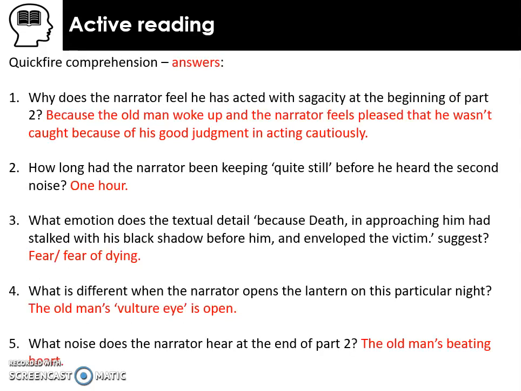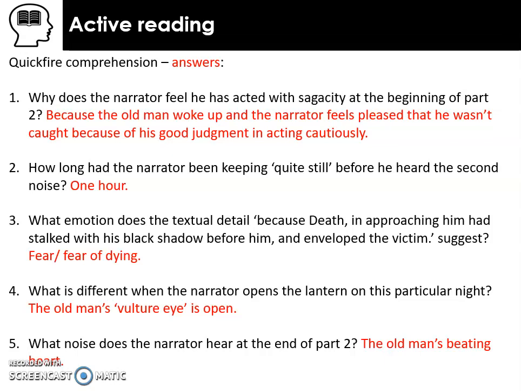Okay, so why does the narrator feel he has acted with sagacity at the beginning of part 2? Answer: because the old man woke up and the narrator feels pleased that he wasn't caught because of his good judgment in acting cautiously. So he's pleased he hasn't been caught. He feels he's acted well to not be caught.